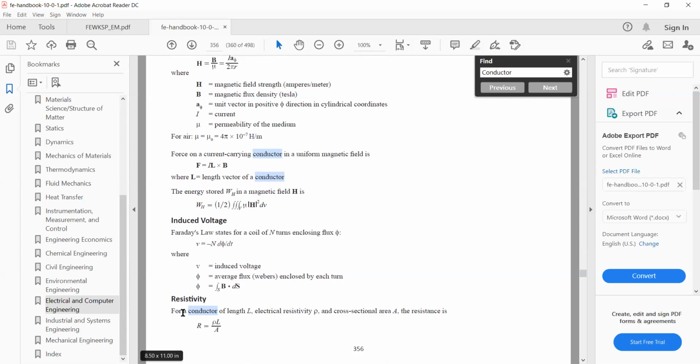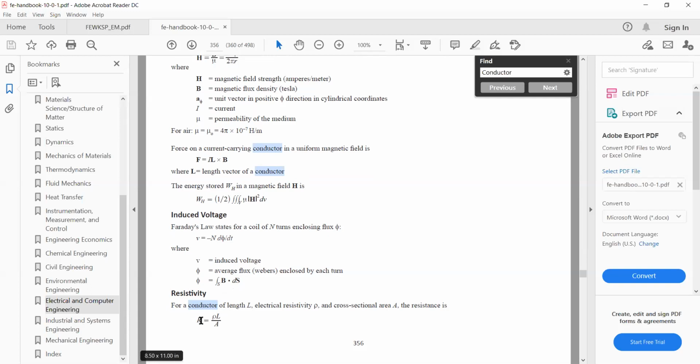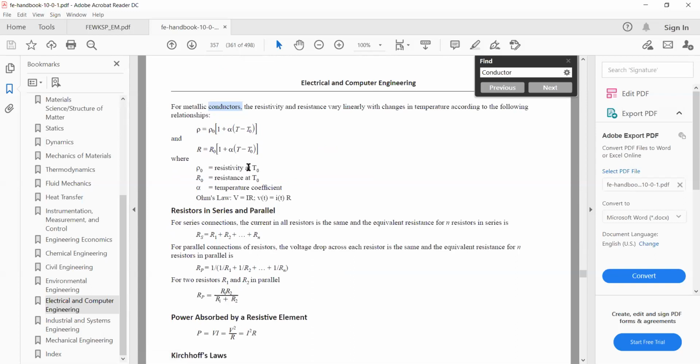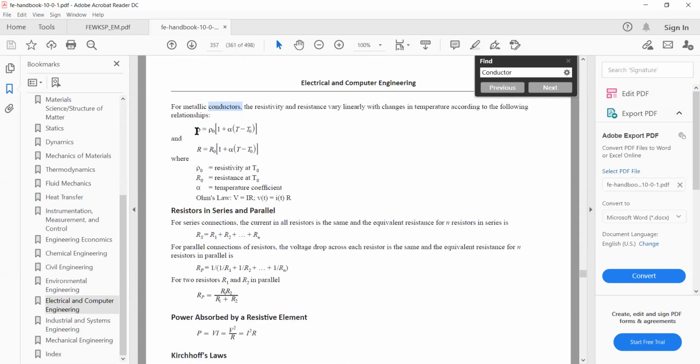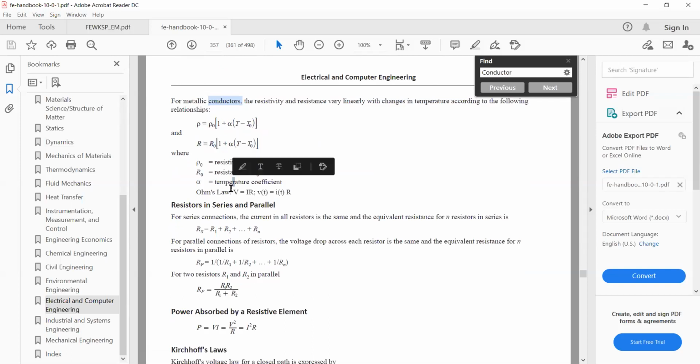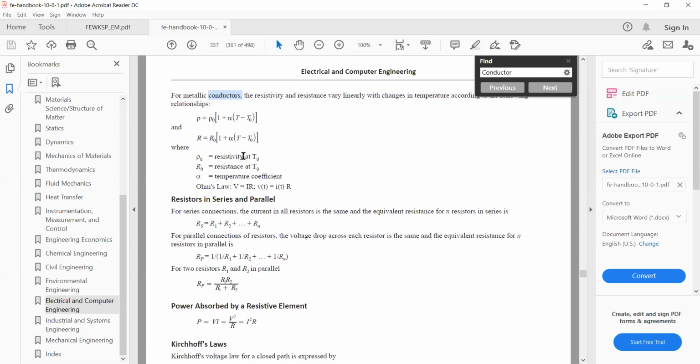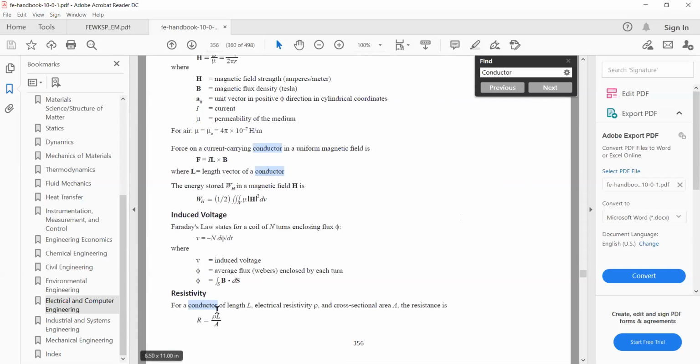Resistivity, we'll be looking at a resistivity problem today. We have resistance equal to rho L over A, where rho is the resistivity at initial temperature. Alpha is the temperature coefficient. Sorry, the rho in that problem is defined by this. R can be defined by this as well for metallic conductors. But typically, if you have rho, length, and some sort of diameter or radius, we can get the resistance of a conductor.